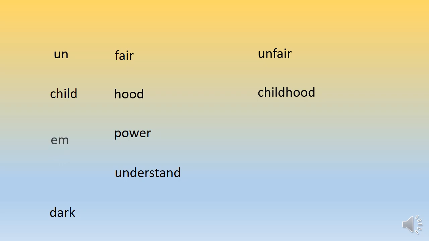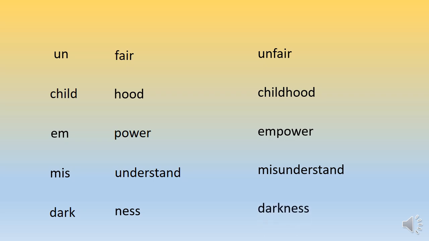If we add em with the word power, we can make a new word, and it is empower. Likewise, if we add mis with the word understand, we can get a new word, misunderstand. Again, we have a word dark. If we add ness with dark, then we can get a new word, and it is darkness. So, these are some examples of making new words by adding suffix or prefix to the root word.